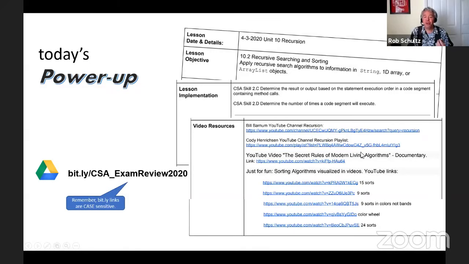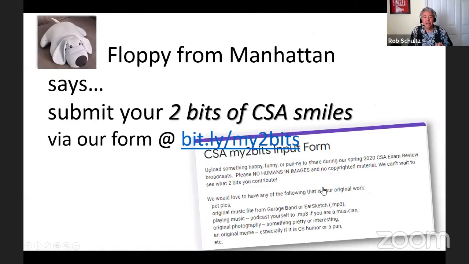There's also the YouTube video, the one that we watched today. I would encourage you to go back and watch the entire hour-long video. It is absolutely phenomenal. And then again, if you haven't looked at them already, take a look at the sorting algorithms that are available, the visualizations and videos that are there.